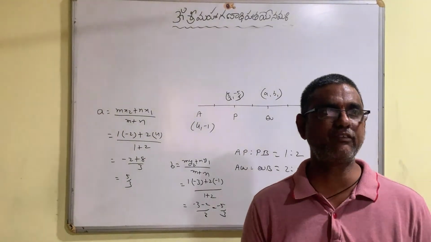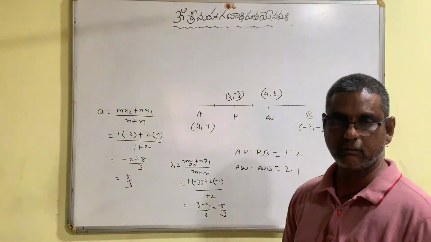Now find out the coordinates of Q using the ratio 2 is to 1.